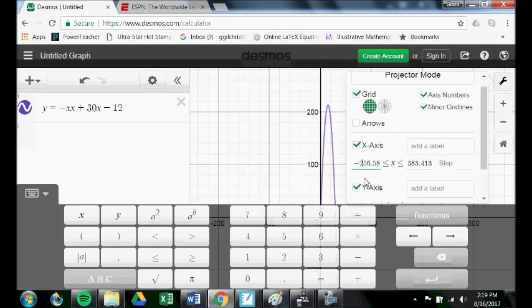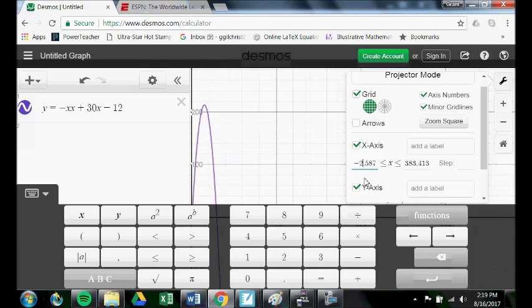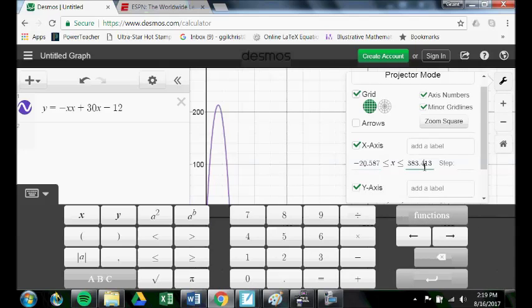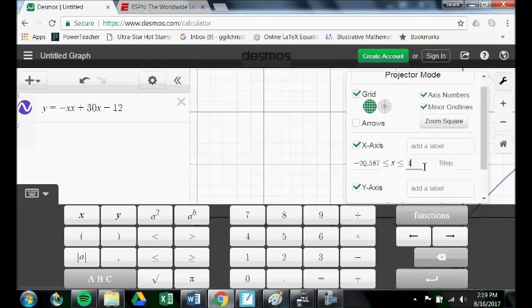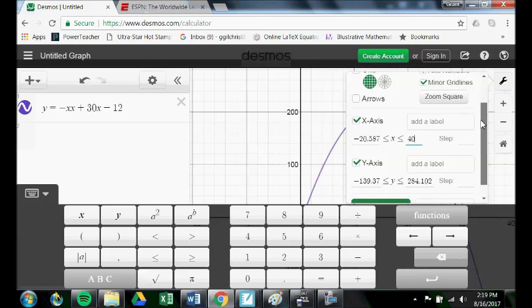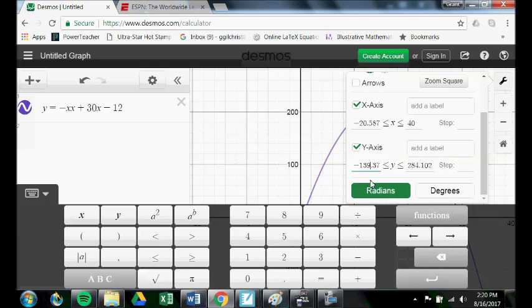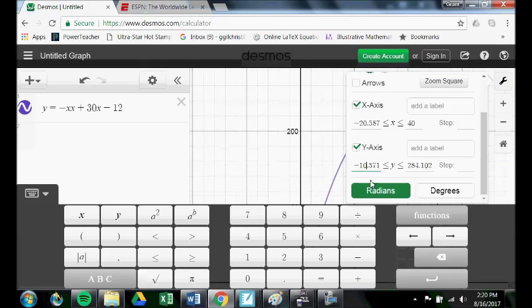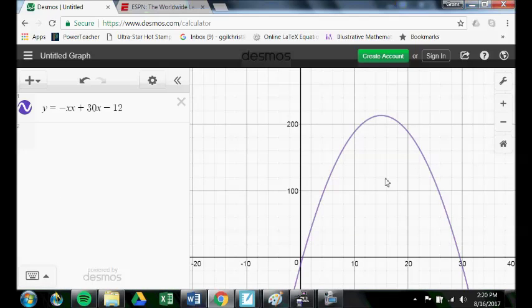Let's have the x's go from like negative 20, I think we said about 40 was good. Negative 20 to 40. And the y's should go from, like, I don't really need negative 139. Let's just do like negative 50. Good, nice little graph.